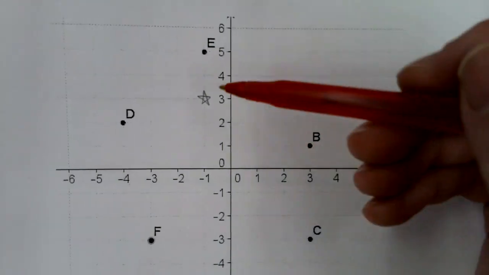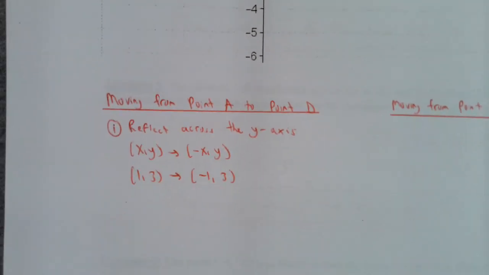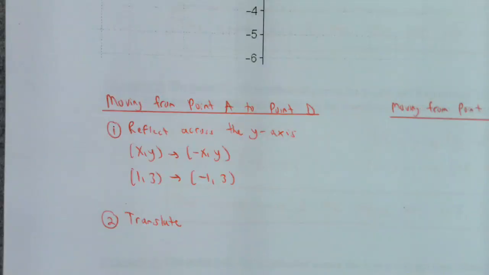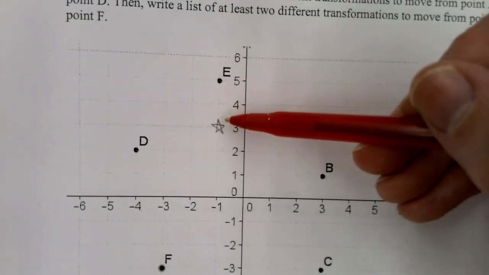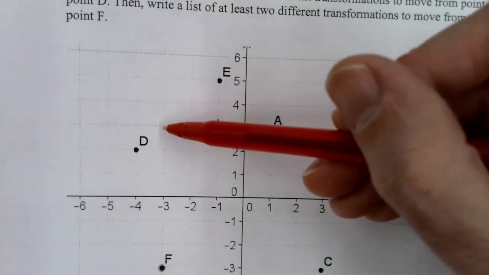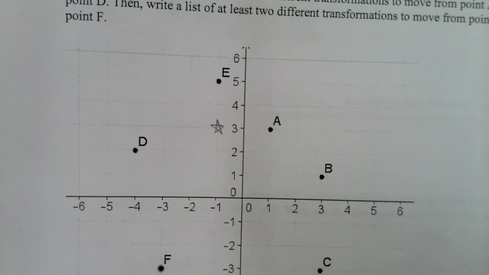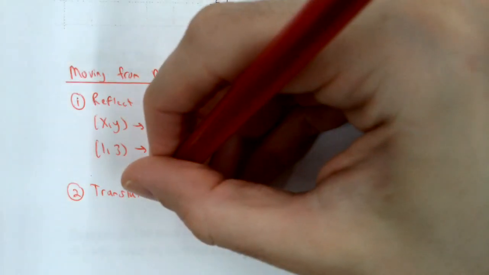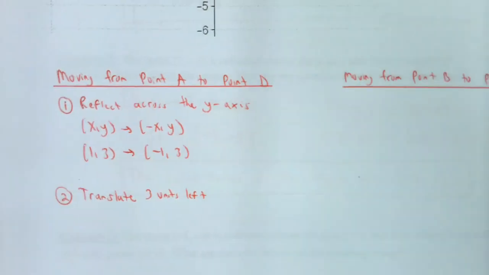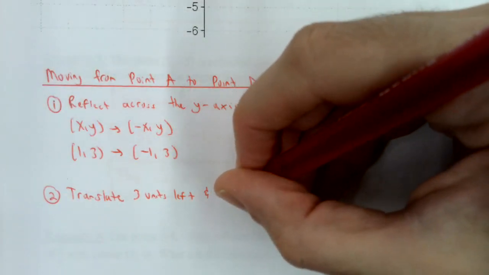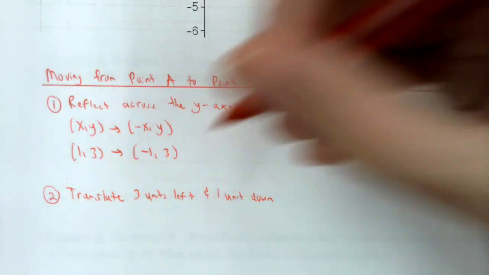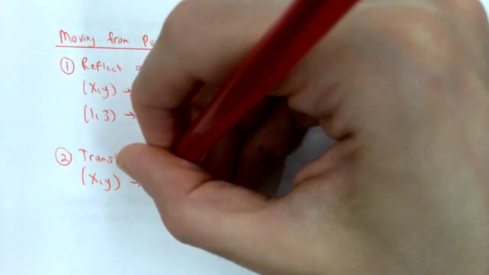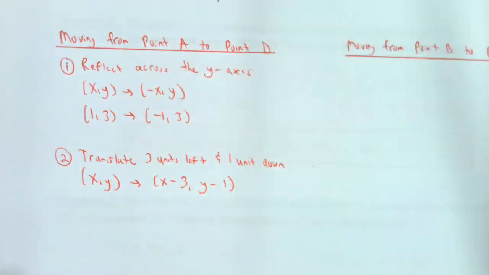Okay, and now, like I said, it's easy to translate to a certain location. So next I'm going to say we're going to translate. I'm going to write in words what I'm doing, then I'll write the rule, then I'll use my coordinates. I'm going to translate from my star to point D, which will be left 1, 2, 3, down 1. Okay? From the star to D, left 1, 2, 3, down 1. So I'll say translate 3 units left and 1 unit down. So as a rule, that's going to be xy maps onto x minus 3, y minus 1.